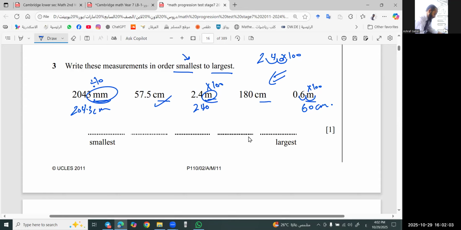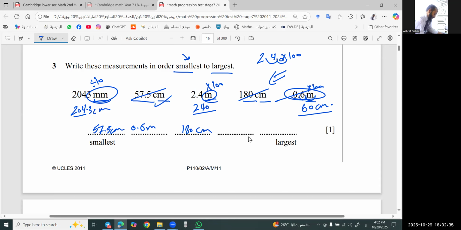The smallest number is 57.5. So we write 57.5 centimeters. Then we have 204, 240, 180, and 60. So 60 centimeters is the next smallest, but 60 centimeters is 0.6 meters, so we write 0.6 meters. So we cancel this answer. Then 204, 240, 180, so we write 180 centimeters.